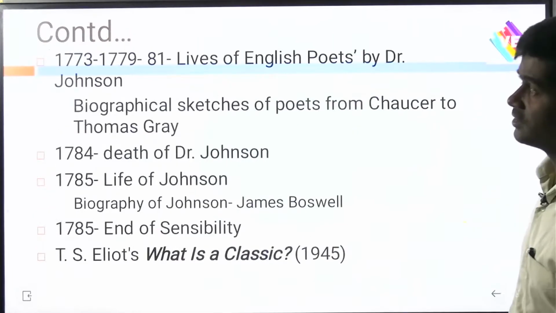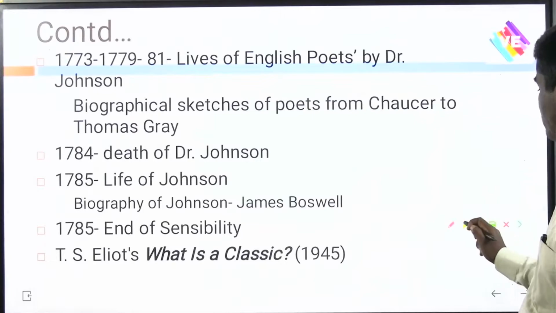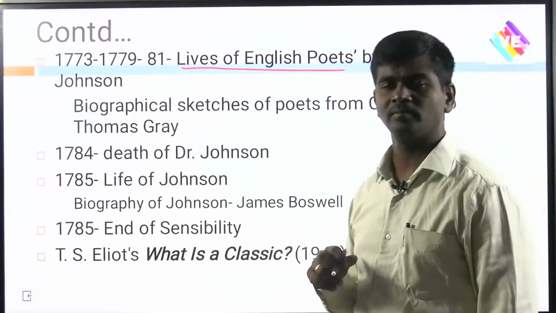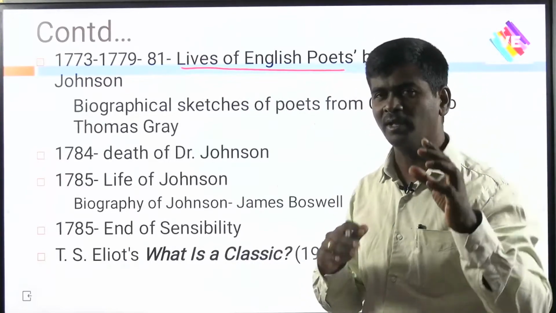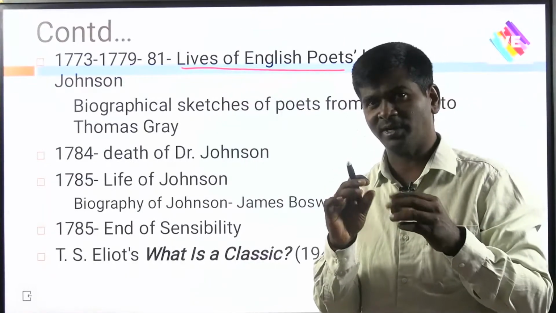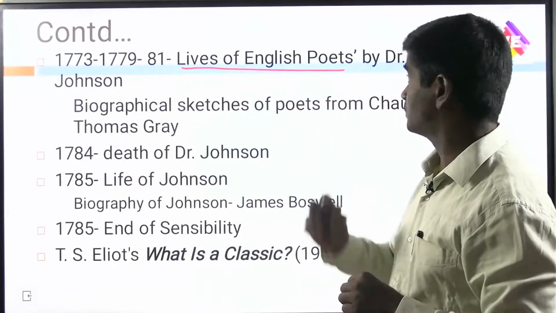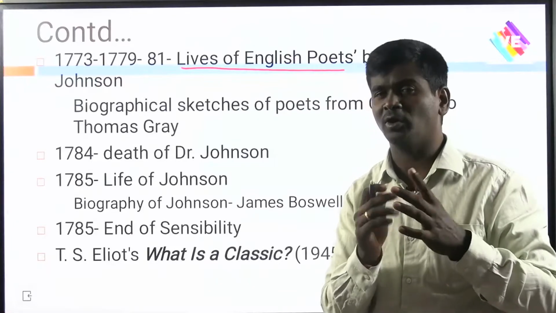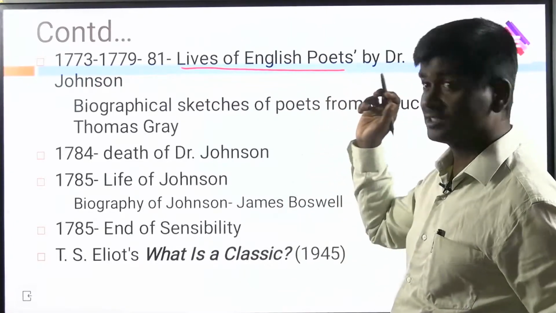Next, my friends, you can see 1773 and 1779, Lives of the English Poets. Remember, I will give you another example: Lives of the English Novelists. Lives of the English Poets. See, similar titles. The writer of Lives of the English Poets is Dr. Johnson. And guess, who is the author of Lives of the English Novelists? Okay.